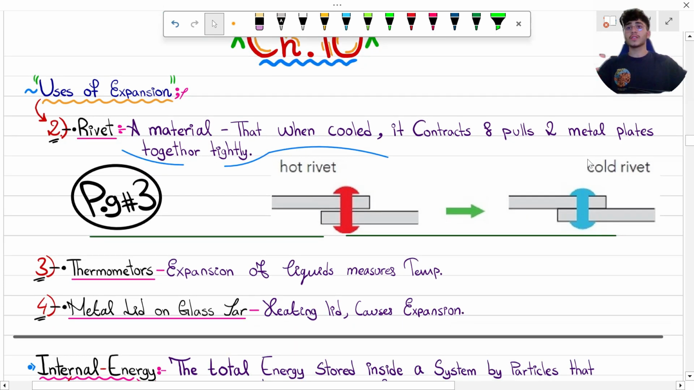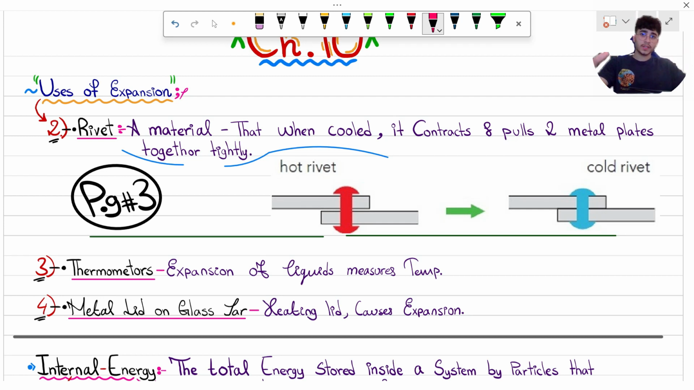The second use of expansion is a rivet. This is a material that, when cooled, contracts and pulls 2 metal plates together tightly. So this is a hot rivet. The rivet is actually made of such a material that it contracts whenever it's cooled. That's how the material is made. So as you can see here, this is a hot rivet. The layers are not touching each other. But in a cooled rivet, it has contracted and pulled the plates together, and the layers are touching each other.